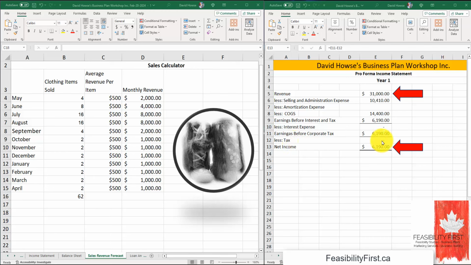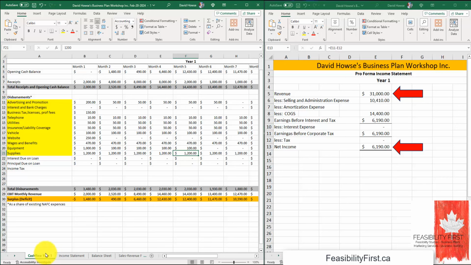Now let's hop over to our cash flow statement. That's at the bottom of the Excel. In the cash flow statement, you can see the receipts, and that's how much you make in sales each month. And from those sales, we're deducting the expenses. So you might have some advertising expense, a business tax or business license or business fee expense, telephone, utilities, etc. Now, as a business owner, even if you work from home, you can write off a small portion of some of the expenses because they're being used to run your business.